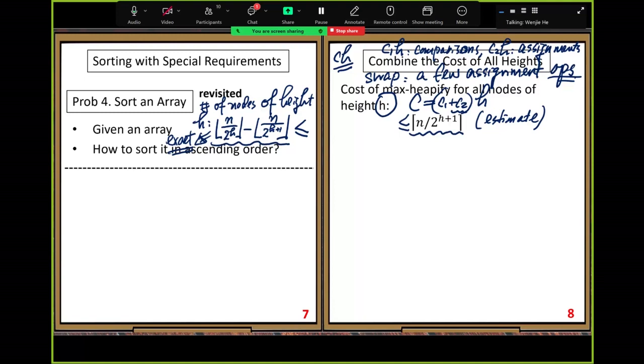And the C2 could be much larger than C1, because we know comparison is very fast, but data copy is very slow, right? Last time I talked about the satellite data. If you need to copy satellite data, then the C2 number could be very large, okay? It's a dominant term in the C.